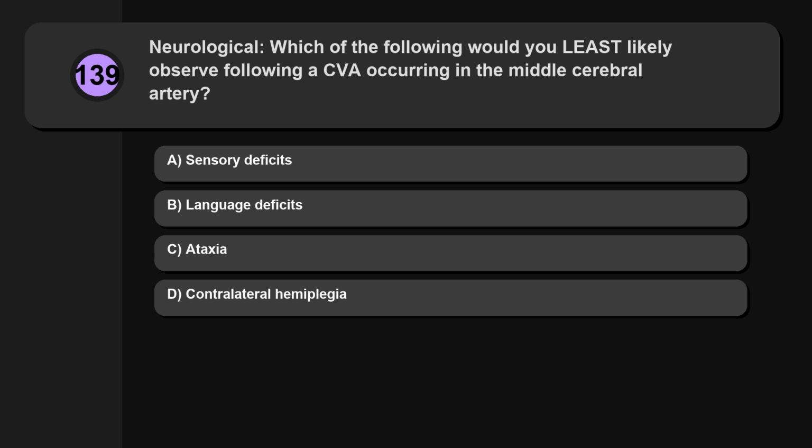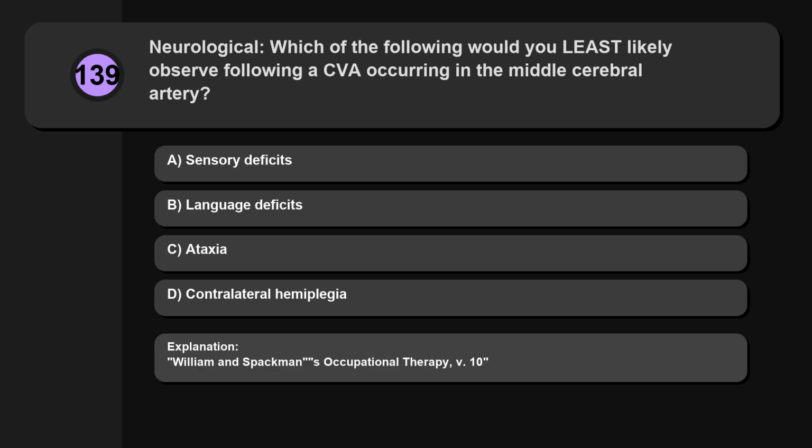Question 139. Neurological. Which of the following would you least likely observe following a CVA occurring in the middle cerebral artery? Option A, sensory deficits. Option B, language deficits. Option C, ataxia. Option D, contralateral hemiplegia. The correct answer is option C. Willard and Spackman's Occupational Therapy, 10th edition.